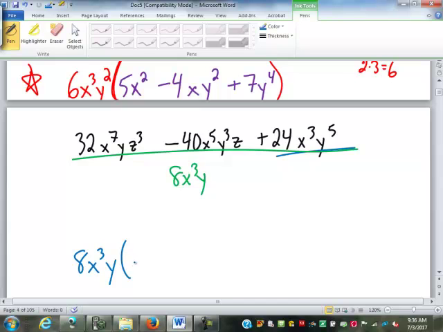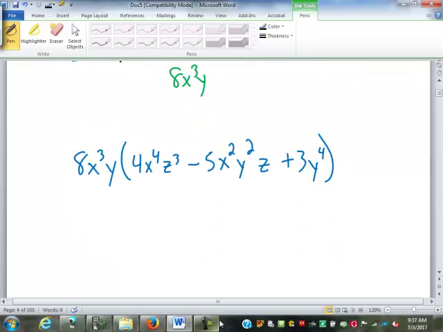32 divided by 8. 4, and then for the variables? X to the 4th, yep. Z to the 3rd. Good. Y divides out. How about the negative 40 divided by 8? Negative 5. And for the variables? X to the second, y to the second, and z. Perfect. 24 divided by 8. Three. Positive 3. For the variables, y to the fourth. Good. The x to the third divided by x to the third cancels out. Y to the fifth divided by y is y to the fourth.